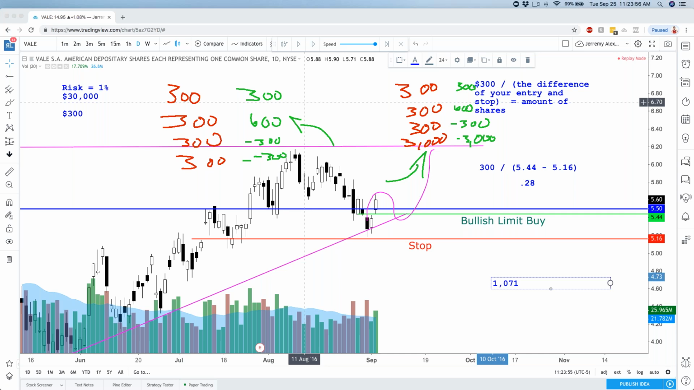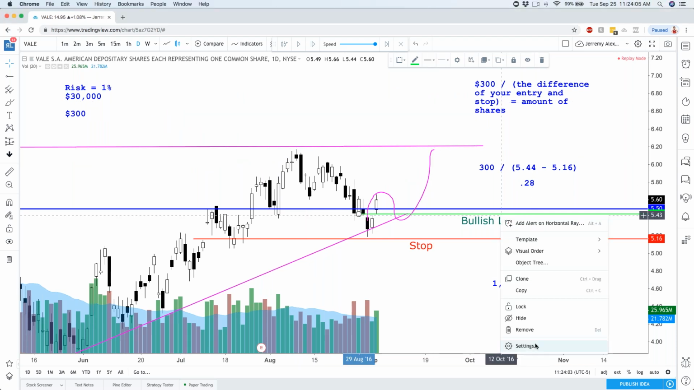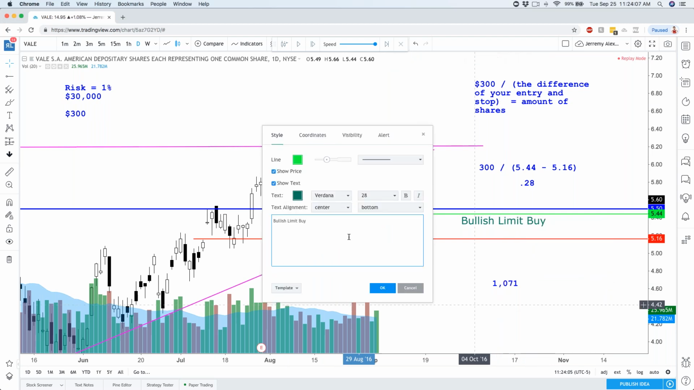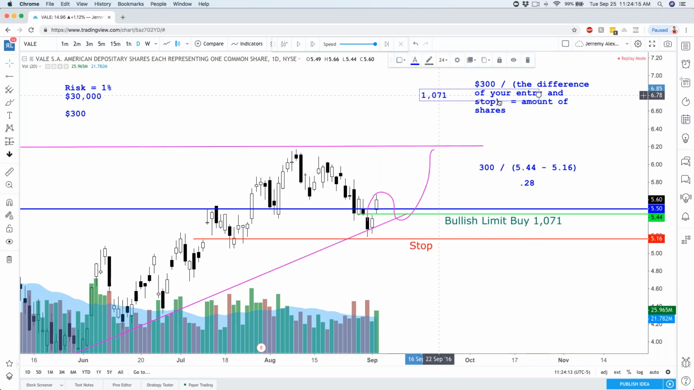So now we know how many shares to buy. We can buy 1,071 shares. Again, we have our risk, and this is how we can just type it into the broker. All right, 1,071 shares. So this is one risk unit. And now we will find out if the analysis is going to work.